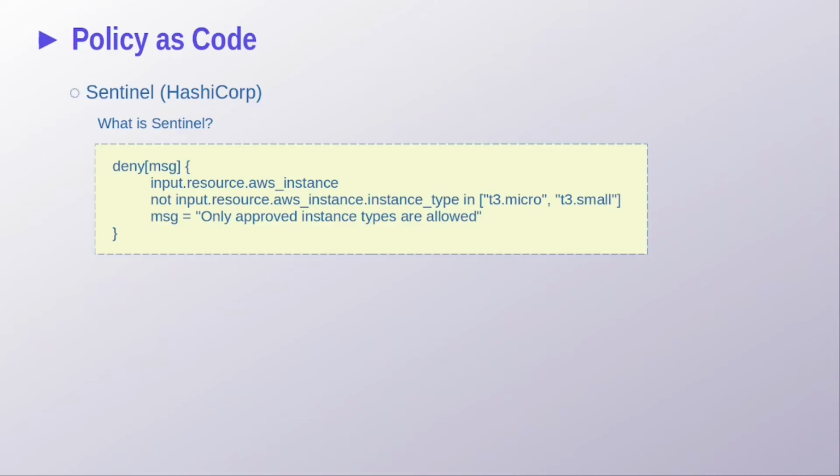Sentinel. What is Sentinel? Sentinel is HashiCorp's policy engine. You use it with Terraform Cloud Enterprise. It enforces rules like allowed instance types, required tags, no public resources. This is an example. If a rule is violated, the Terraform run is blocked.